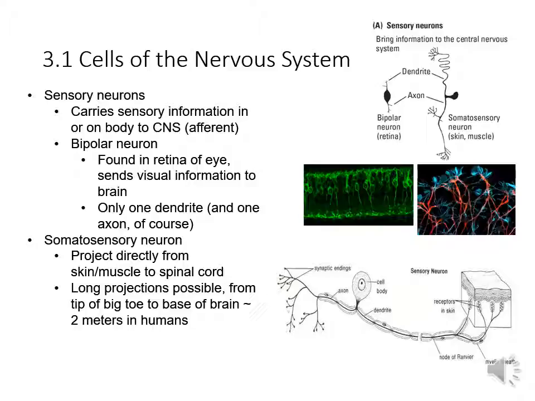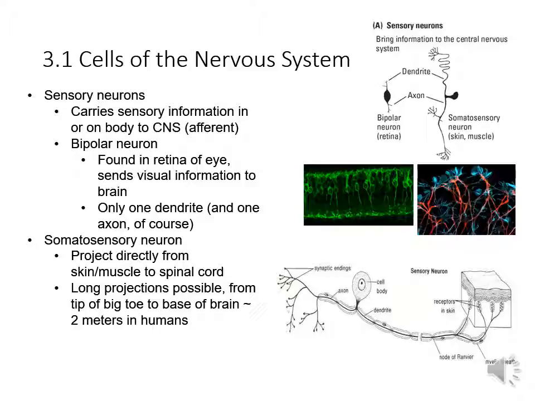There are two main types of sensory neurons. The bipolar neuron, which is found in the retina of the eye and sends information to the brain. The bipolar neuron is a pretty simple looking neuron. It only has one dendrite and of course has one axon. And these little green guys right here are bipolar neurons in the eye.